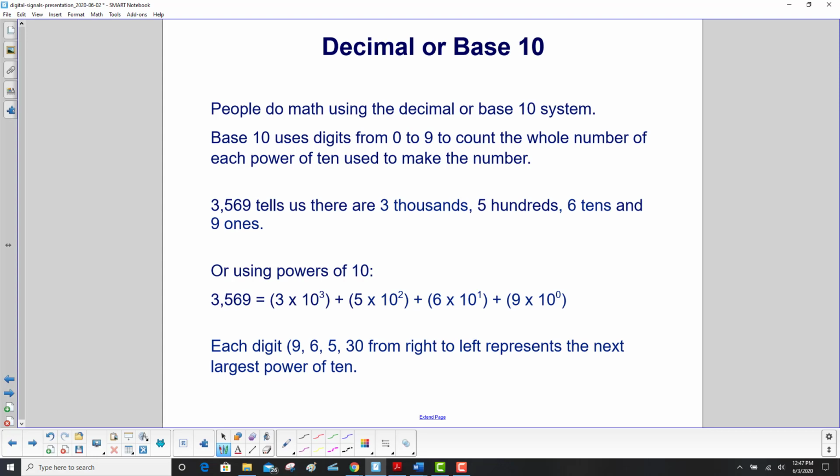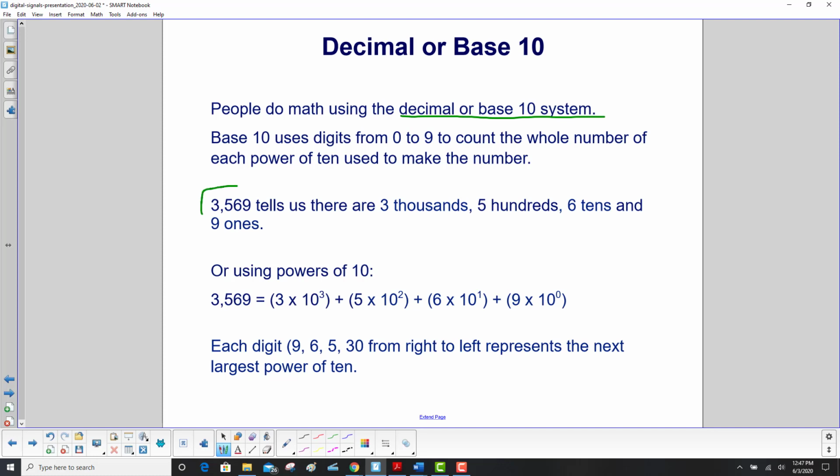People do math using the decimal, or base 10, system, probably because we have 10 fingers. Base 10 uses digits from 0 to 9 to count the whole number of each power of 10 used to make the number. That's a great sentence. Let's show you what it means.